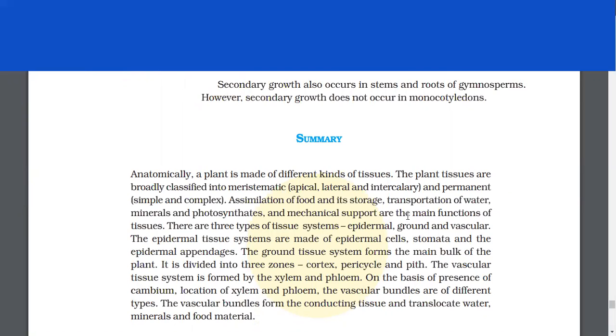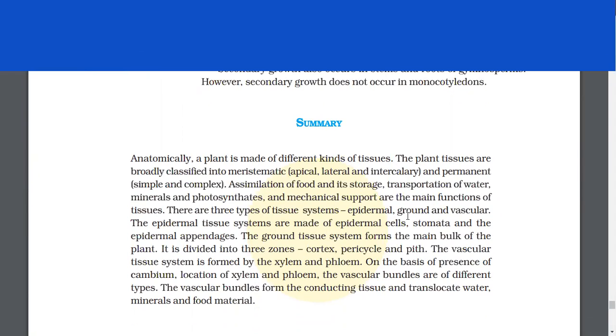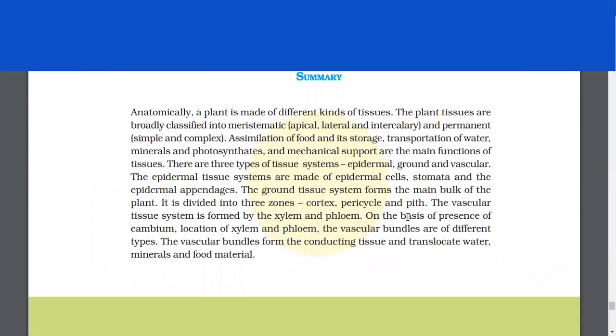Summary. Anatomically, a plant is made of different kinds of tissues. The plant tissues are broadly classified into meristematic and permanent. Assimilation of food and its storage, transportation of water, minerals, and photosynthesis, and mechanical support are the main functions of tissues. There are three types of tissue systems: epidermal, ground, and vascular. The epidermal tissue system is made of epidermal cells, stomata, and epidermal appendages. The ground tissue system forms the main bulk of the plant. It is divided into three zones: cortex, pericycle, and pith. The vascular tissue is formed by the xylem and phloem.